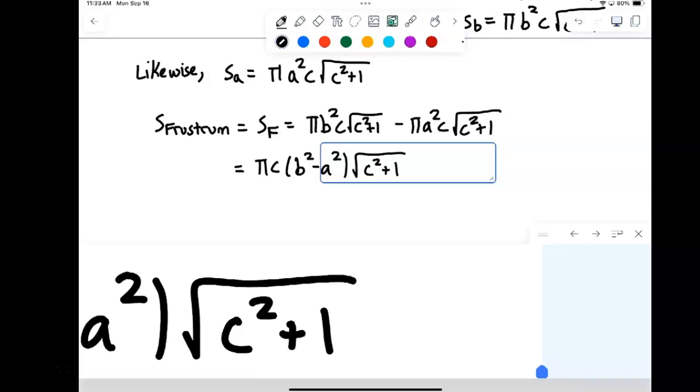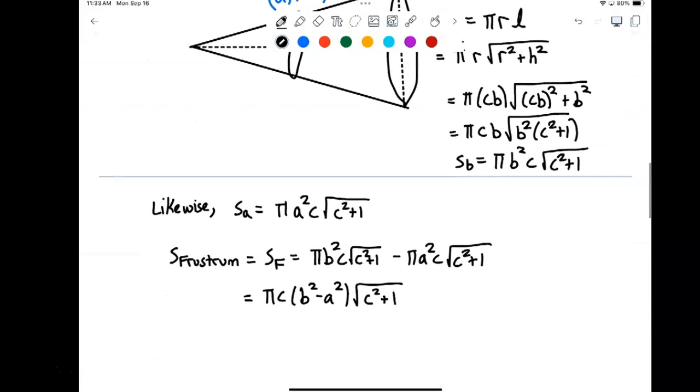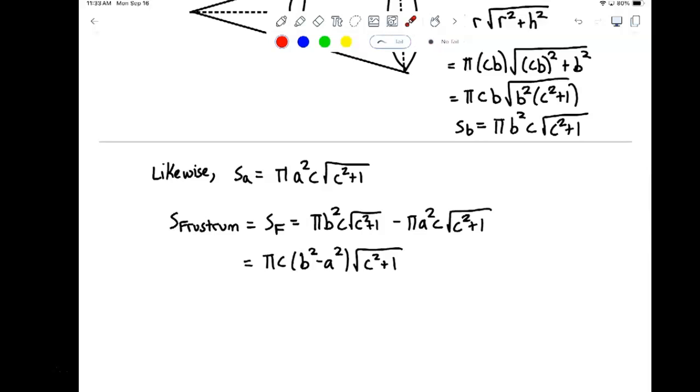plus 1. Now we could substitute in for b squared and a squared, well, actually we can't, they're our values. Sorry, ignore that thought. So that's kind of ugly, right? It's pi times c, the slope, times the difference of b squared minus a squared, times the square root of c squared plus 1, again, c being the slope. So that's kind of ugly.